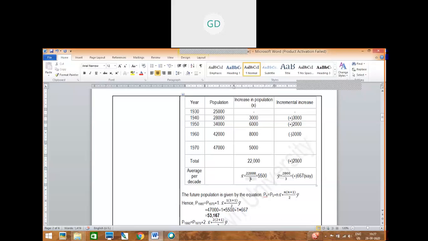So now x bar you got, but in this formula we need y bar also. Similarly you add this whole thing, but you have to consider the sign conventions. See here, it is plus 3000 plus 2000, so that makes plus 5000. Now here it is minus 3000. So plus 5,000 minus 3,000, you will get plus 2,000.